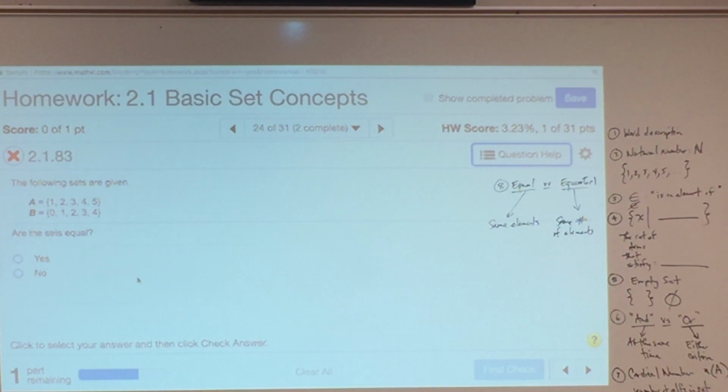What time is it? 41. 41? Okay, so we have a little bit of time, right? Okay, perfect.